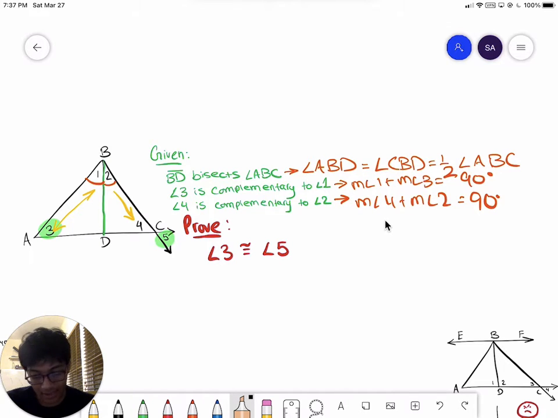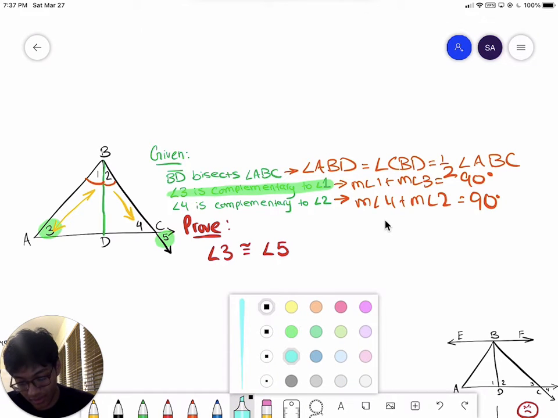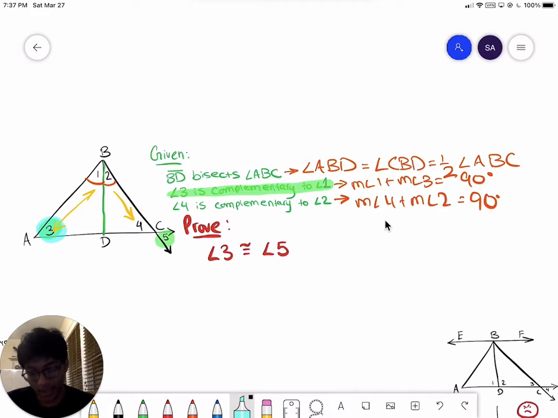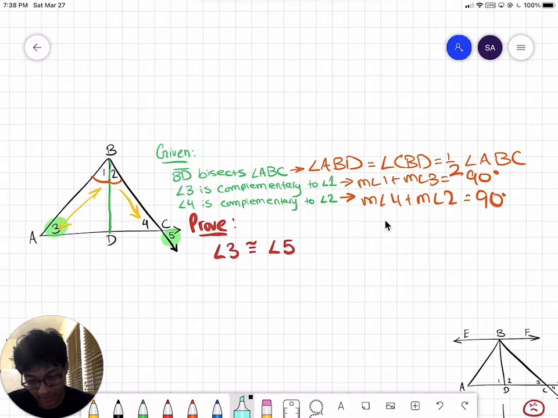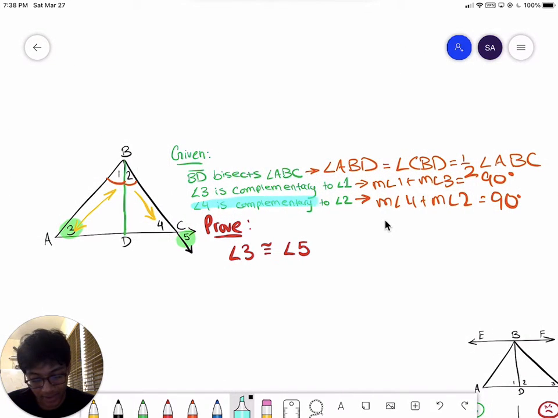Okay, now let's look at the next statement we have. Angle 3 is complementary to angle 1. What does that mean? That means angle, let's color code this. Angle 3, that's this blue one, and angle 1, this one, add up to 90 degrees. That's why I wrote this here. Measure of angle 1 plus measure of angle 3 is equal to 90 degrees. Okay, what's our next statement? Angle 4 is complementary to angle 2. That means angle 4 plus angle 2 equals 90 degrees.